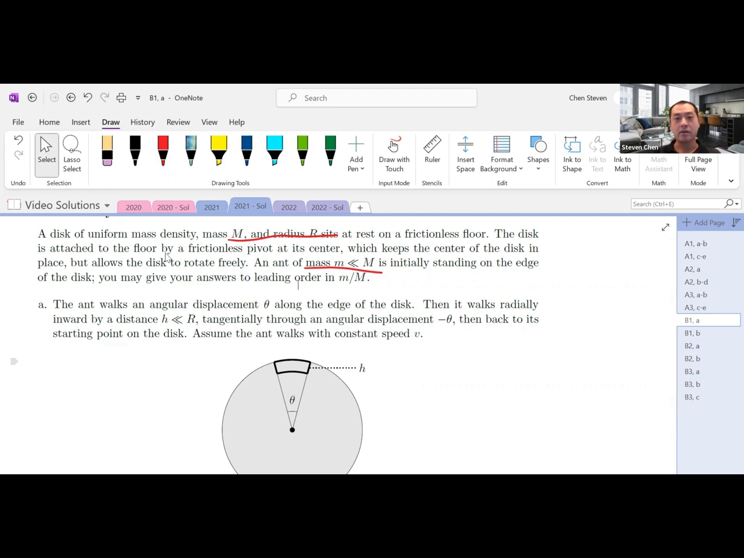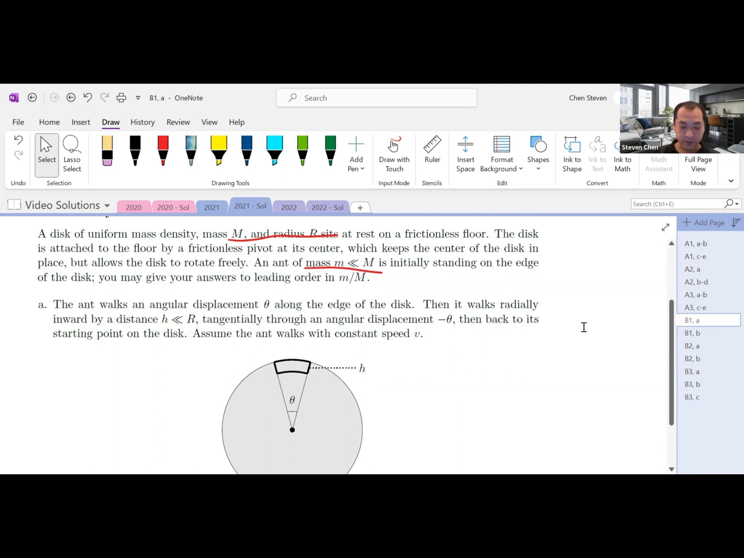Okay, so it has some trajectory, and because of its moving, it leads to the rotation of the big disk. So this problem asks us to study that for different moving trajectories, how it leads to the rotation of the disk. Or what is the angular displacement of the disk after the ant completes its walking?